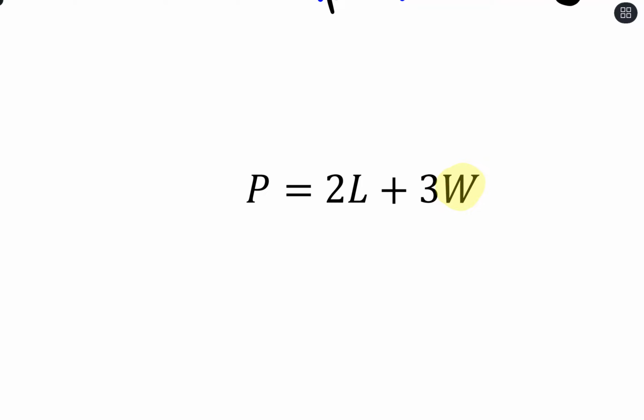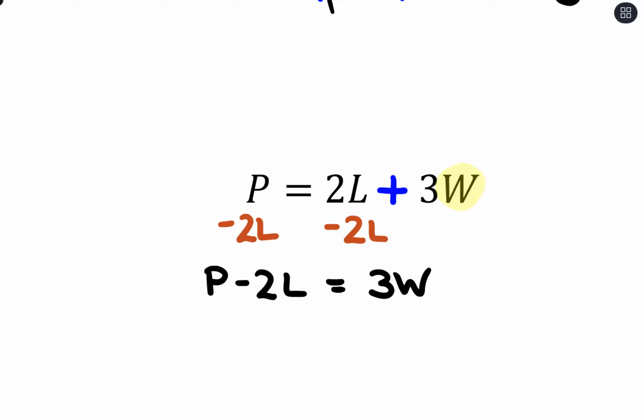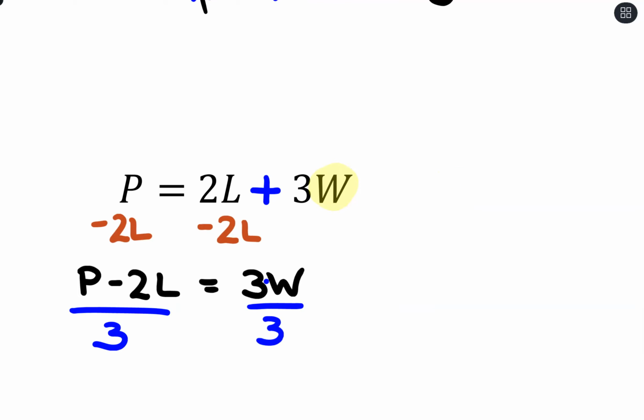Instead, what I want to focus on is that we are adding that 2l next to it. So to get rid of that 2l, I want to subtract 2l from both sides. And that would give me p minus 2l on the left-hand side, and then we'd have 3w on the right-hand side. Now I'll divide by 3, and that'll get w completely alone on one side of the equation. So that'll give me w equals p minus 2l all over 3.